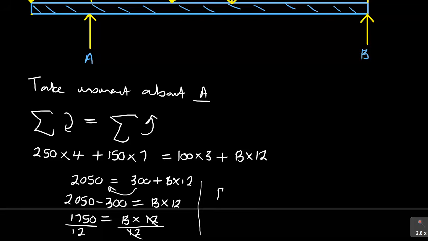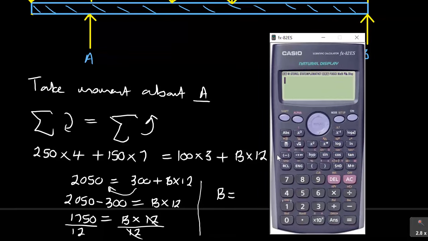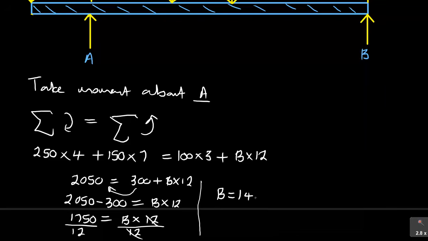You can see that now our B is equal to 1750 divided by 12. It will give us 145.83. So I've got 145 to 2 decimal places, 83 newtons. So that is the first answer that we have for B there. So that is when we're taking moments about A.